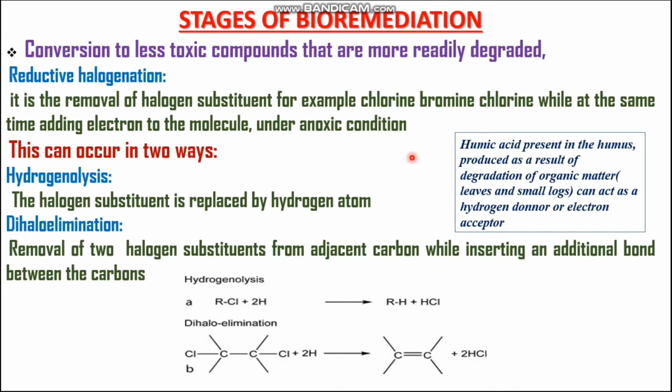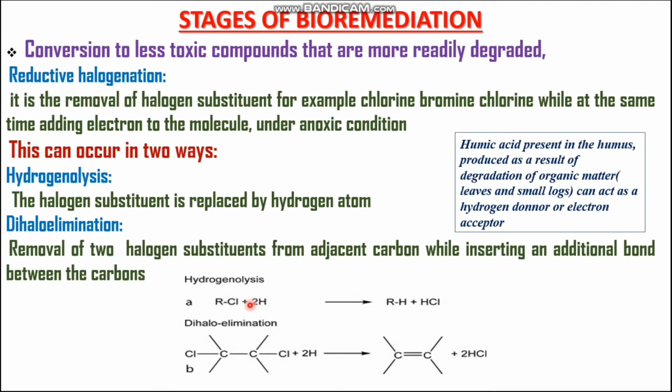Because when we remove the halogen, the halogen being highly electronegative will take some electron along with it. So to stabilize the molecule, we provide some electron to the molecule. And the reductive dehalogenation process is of two types, that is hydrogenolysis and dihalo elimination. When the halogen substituent is replaced by a hydrogen atom, it is called hydrogenolysis. You can see that the halogen is replaced with hydrogen in this first case. The name itself says that we are going to break the compound with the help of hydrogen. So that's all about hydrogenolysis.